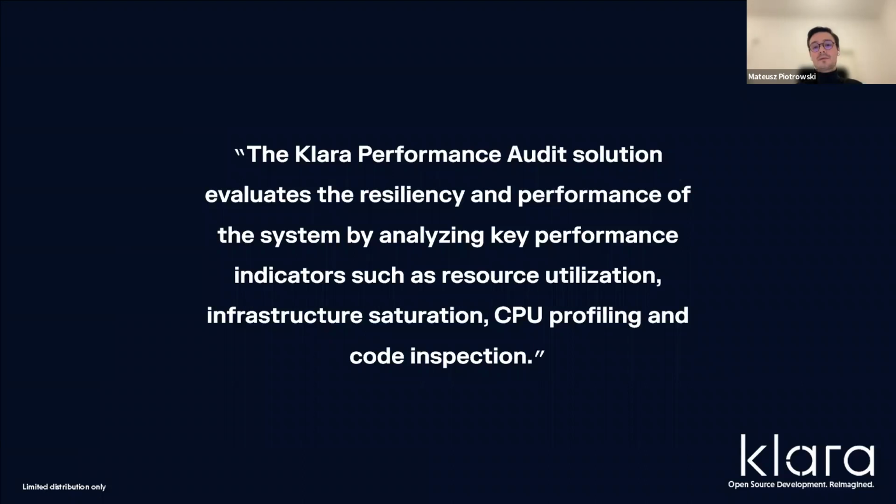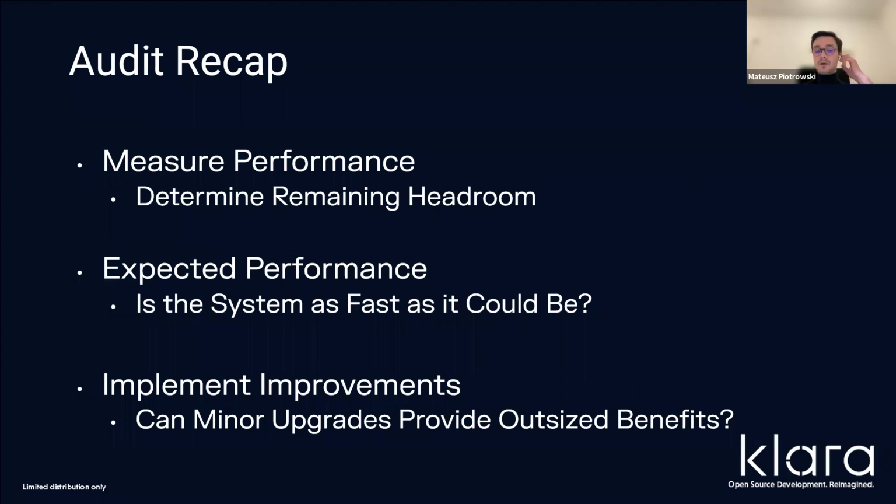So in summary, the Clara Performance Audit solution evaluates the resiliency and performance of the system by analyzing key performance indicators such as resource utilization, infrastructure saturation, CPU profiling, and code inspection. Let's have a little recap of what we've covered so far. In an audit, we first measure the performance of what we have: the current state of the system, what the system's limits are, basically what we have now, what we can work with, and how much room we still have to expand. Then we look at the expected performance, what is possible to achieve with the software we have and how we can tune and improve it.